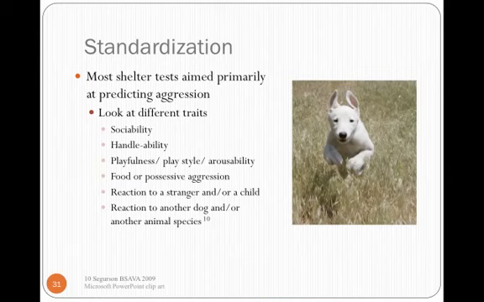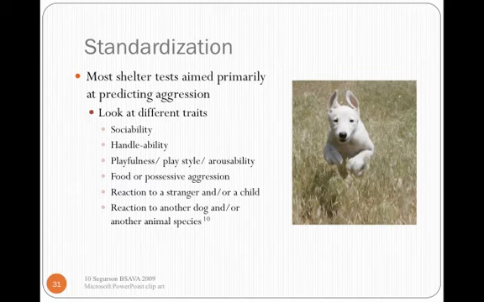Again, shelter tests are used primarily at this point to look at aggression, to predict it. Some of the different traits more commonly looked at with these pets include sociability, so how interested is the animal in interacting with humans or people. The handleability of the animal, so is it amenable to having its ears touched, its tail touched, being petted over its back, toweled off, things like that. How playful is the pet? What's his play style? Is it a chaser or is it a wrestler? That can be very important in making an appropriate decision for where that pet goes. What's its arousal level? When it starts to get rough and tumble, how long does it take the dog to calm down, or is it still really amped up for a long time afterwards?